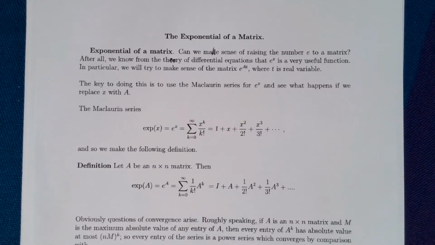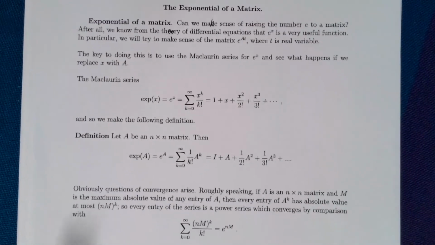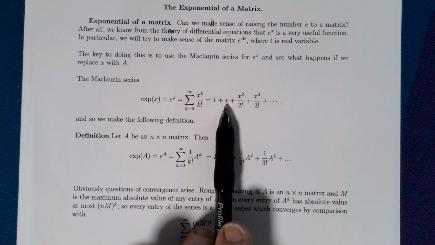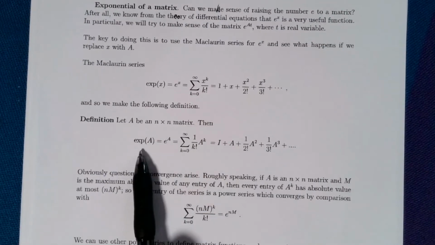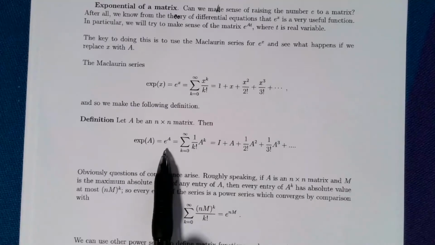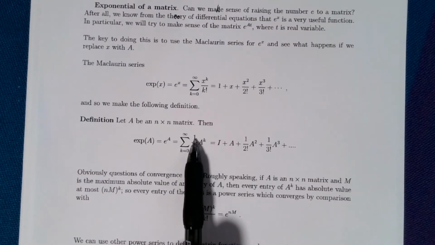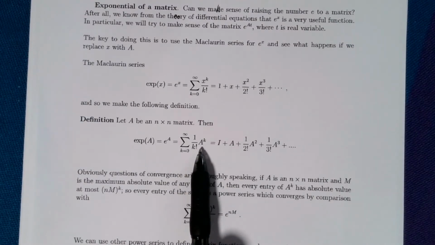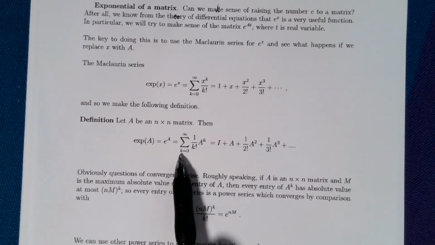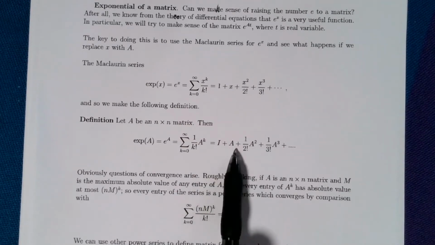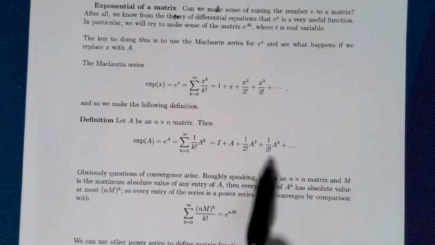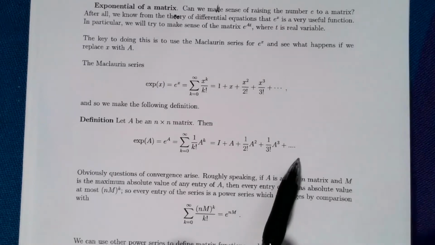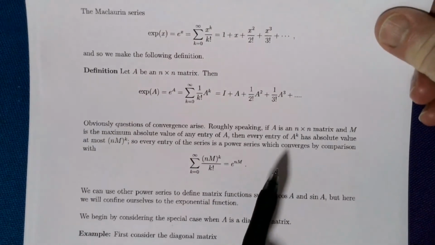So we're going to make the following definition. We're going to replace the x here with an A, and replace the 1 with an identity matrix to make sense of it all. We're going to define exp of A, or if you will, e to the A, as simply the sum of 1 on k factorial times A to the k. In other words, that's identity plus A plus A squared times 1 on 2 factorial plus A cubed times 1 on 3 factorial, and so on.